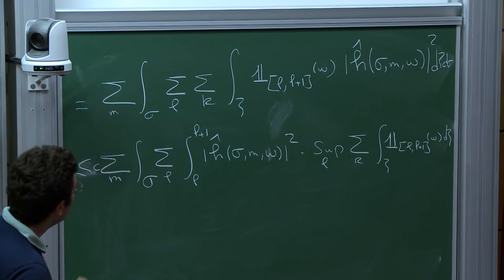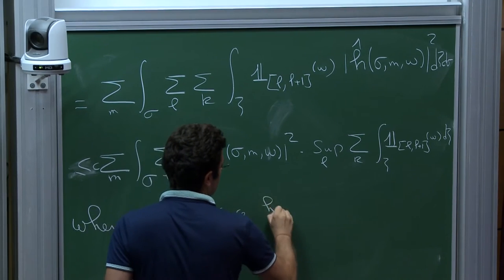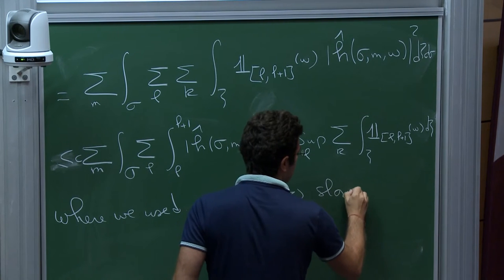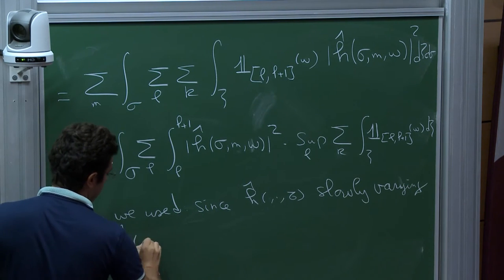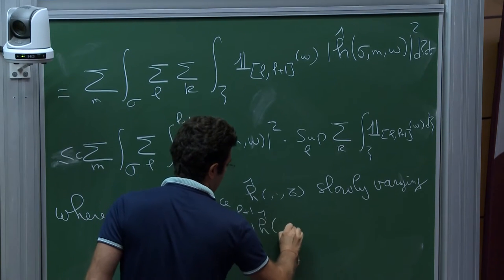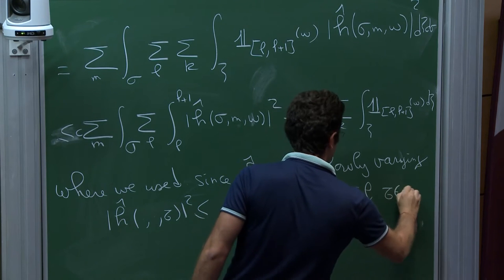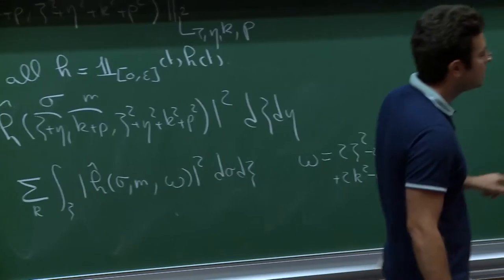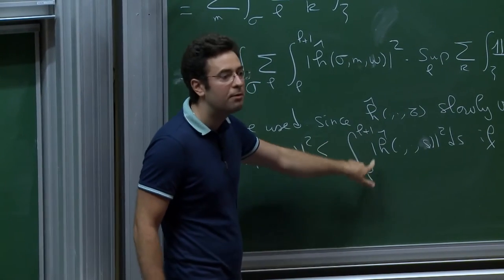Now, why was that such a good idea? Where we used that h hat, let me forget about those two variables, is slowly varying. And so now you see how you should choose the epsilon so that at least you can make sure that this function is constant on intervals of size 1.